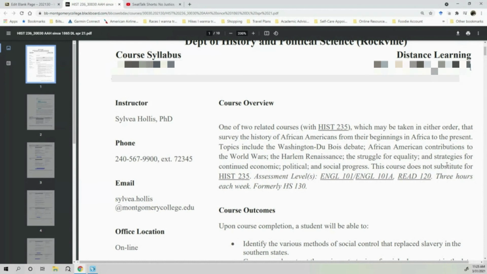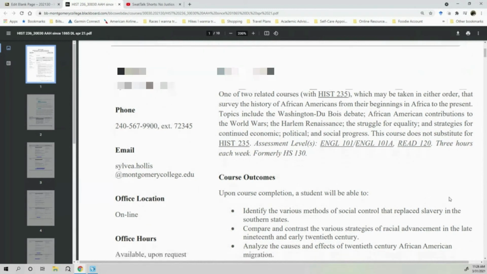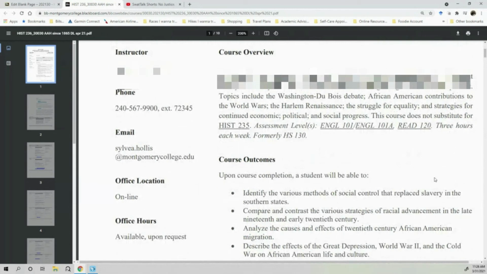All right, so course overview. This African American history class is one of two related courses, associated also with History 235, which is African American history until 1865. So that's the earlier class, which may be taken in either order. It's a survey history of African Americans from the beginning in Africa to the present. That's what the History 235 class is. But this is the second half.